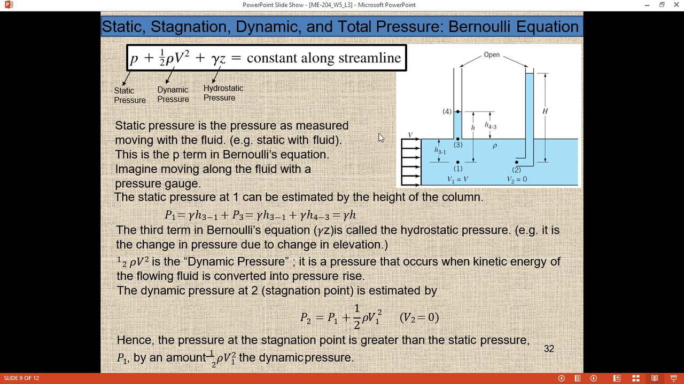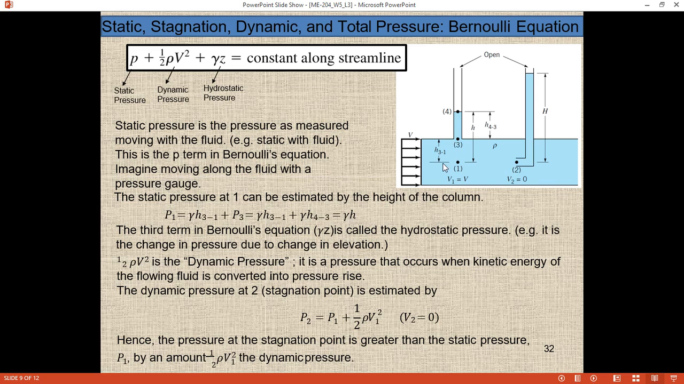So here you can see we installed a piezometer to measure the static pressure of the fluid, or to measure the static pressure of pressurized or moving fluids. Here the static pressure at point 1 can be estimated by the height of the column. So the pressure at point 1 will be equal to gamma times h, from point 1 to 3 and 3 to 4. This is the total height of the column.